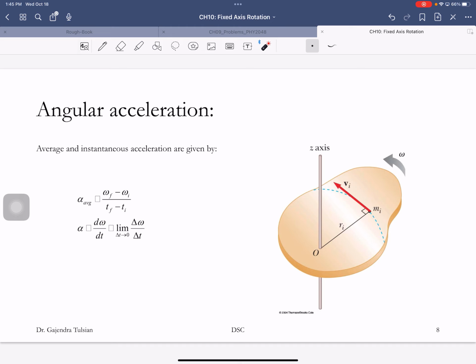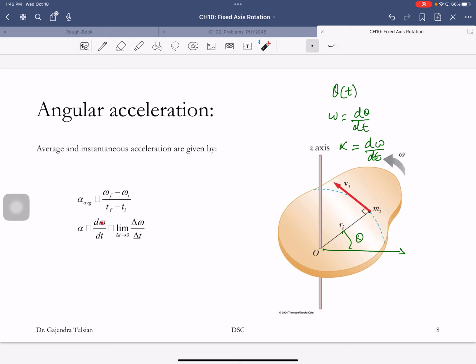Again, the rotational motion of a rigid object about a fixed axis can be described by giving theta as a function of time. Theta is the angular position of this object with respect to some reference axis. Once you're given that, you can calculate omega, which is d theta by dt, and you can calculate alpha, which is d omega by dt.